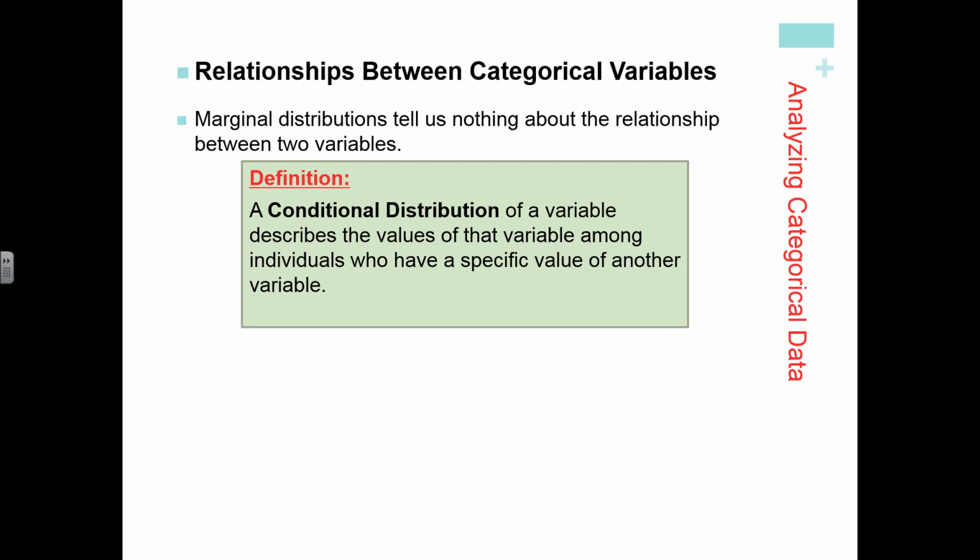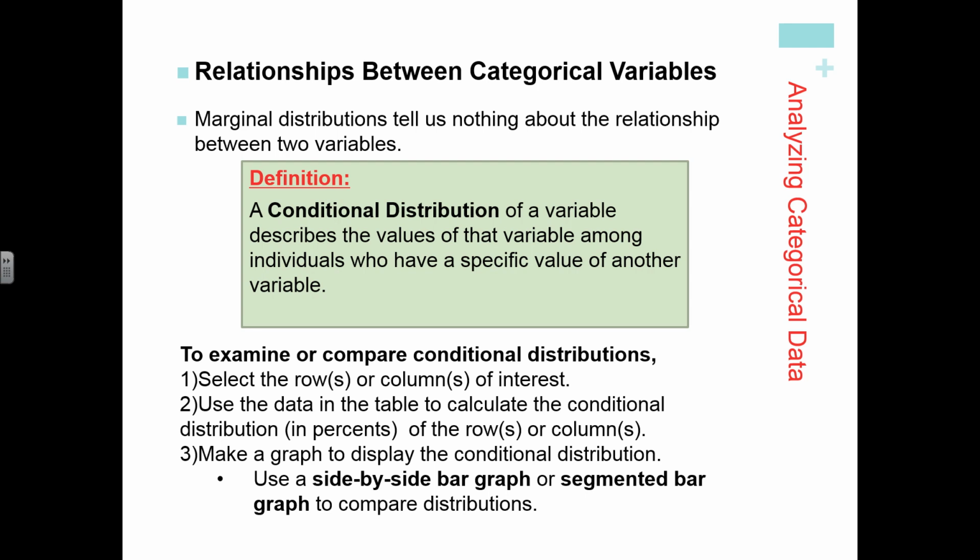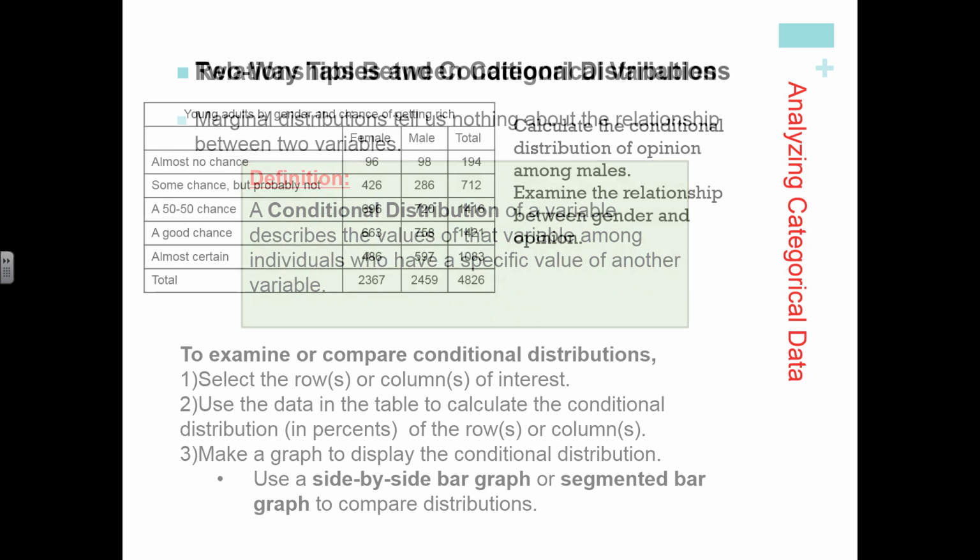A conditional distribution will allow you to analyze the relationship between the males and the females, or whatever variables you're looking at. To properly examine or compare conditional distributions, you want to determine what row or column you're interested in. You want to calculate those conditional distributions as percents, just like with the marginals. And then again, you would make your graph to help you display your data. For conditional distributions, we generally use a side-by-side bar graph, or we can use a segmented bar graph. Side-by-sides are, again, a lot easier to make, but you do need to know how to make both a side-by-side and a segmented bar graph.